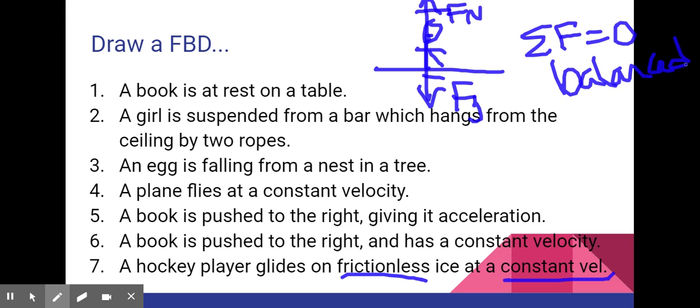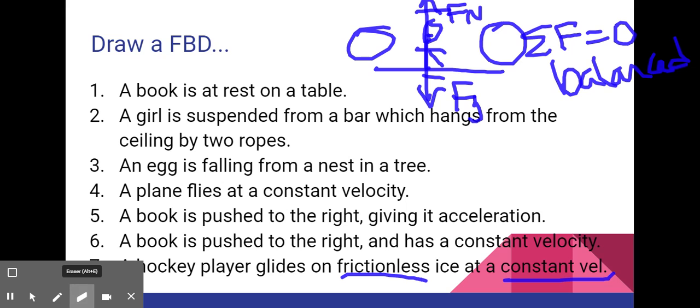And because it's frictionless, we can't have any force out here, and that means we can't have a force here, like an applied force, because that would mean unbalanced. So yeah, the hockey player's moving, but we have no force there. Just because something's moving doesn't mean you have to have a force. So that's an important thing to remember.